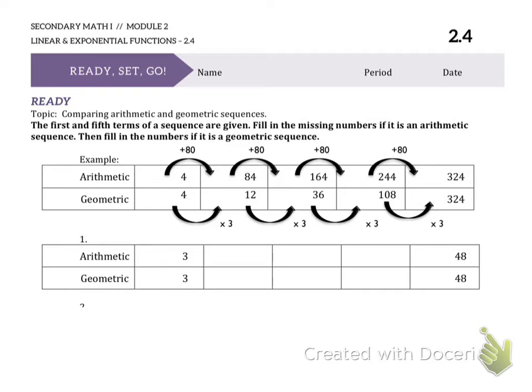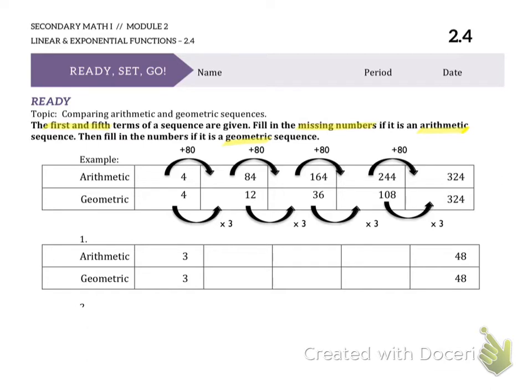Linear and exponential functions. And for 2.4 we have a first question in the Ready section. The first and fifth terms of the sequence are given. Fill in the missing numbers if it is arithmetic, and then fill in the numbers if it is geometric. So you have to figure out which one, based on which sequence it is, supposed to enter the number. So let's start with the first one.